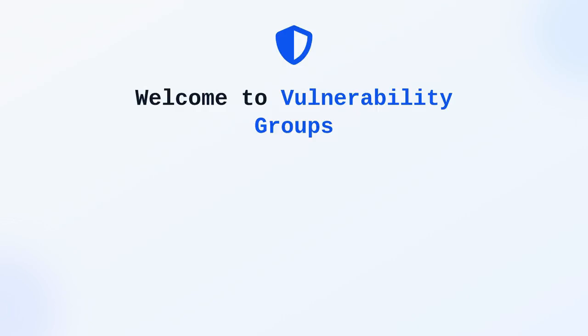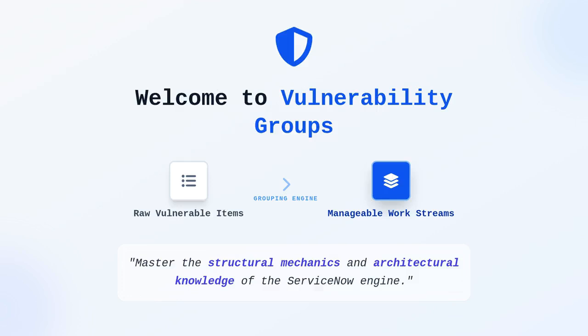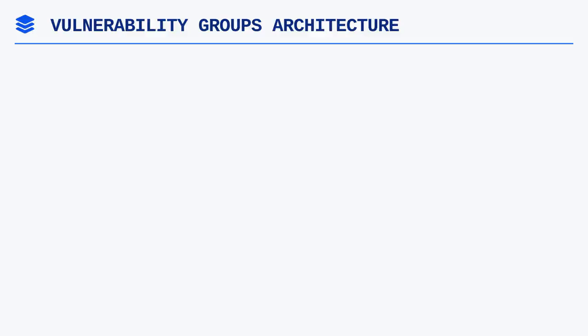Welcome to the module on vulnerability groups, where we dive into the structural mechanics that turn raw lists of vulnerable items into manageable workstreams. This chapter will provide you with the essential architectural knowledge required to master ServiceNow's grouping engine. In this lesson, we will focus on the architectural implementation of vulnerability groups, which serve as the primary containers for remediation efforts within the platform.